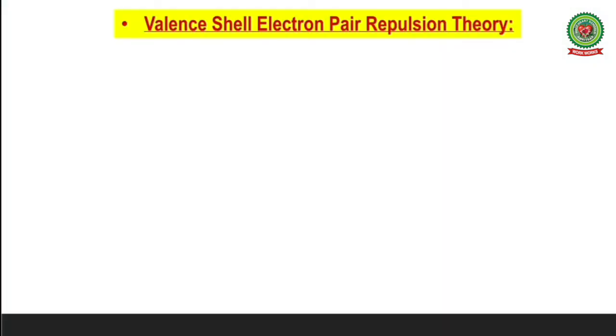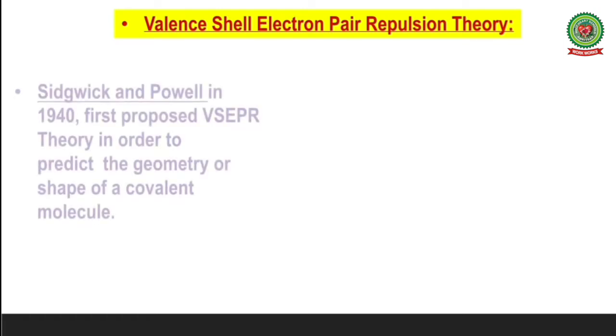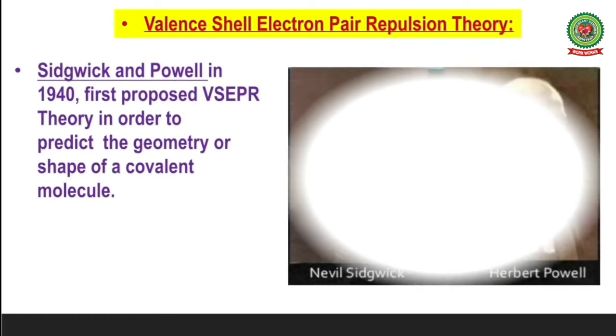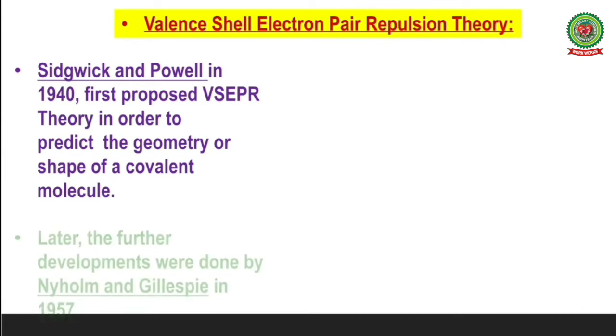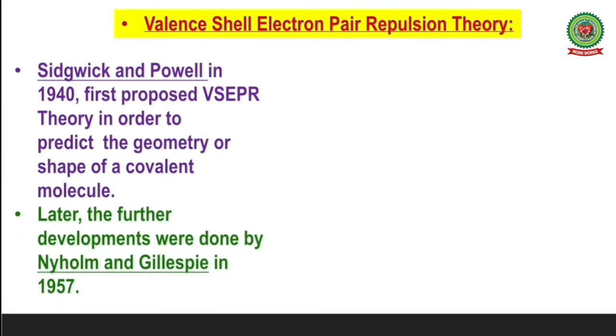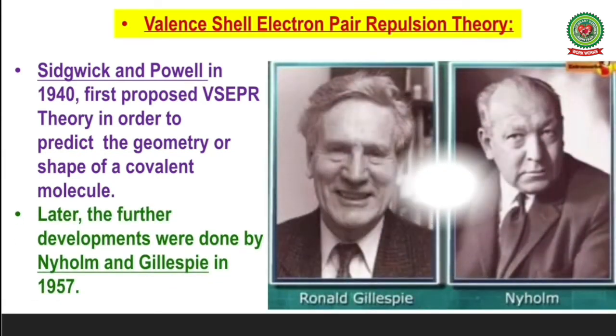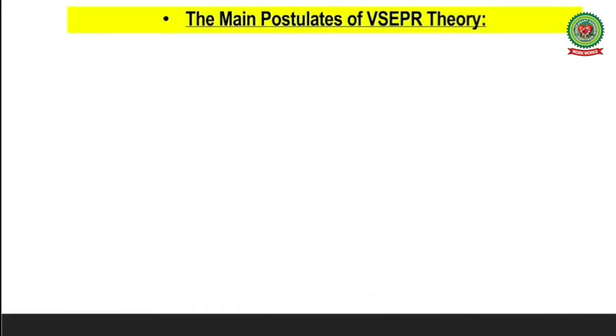So to understand valence shell electron pair repulsion theory, let us first know which scientists first gave this theory. Sidgwick and Powell in 1940 first proposed VSEPR theory in order to predict the geometry or shape of a covalent molecule. Later, further developments were done by Nyholm and Gillespie in 1957. Now, what are the main postulates of VSEPR theory?